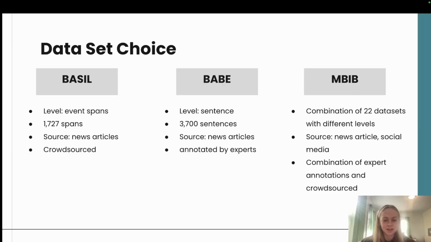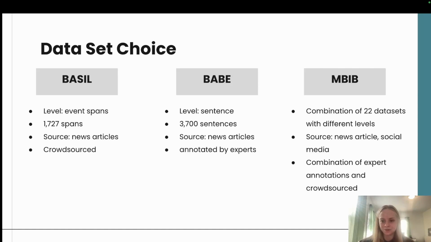Our dataset choice was the first important choice we needed to make, so we looked at 3 different datasets, including BASIL, BABE, and MBIB. They all varied on the level that the annotations were done. BASIL was done on the event spans, BABE was done on the sentence level, and MBIB is actually a combination of 22 datasets with different levels in there. So this provides a larger range and larger dataset.